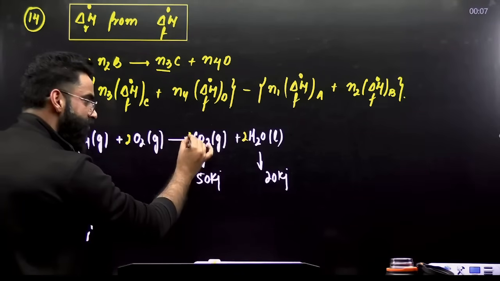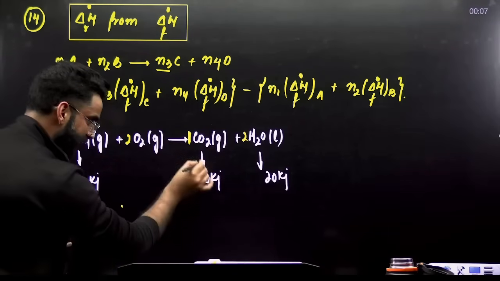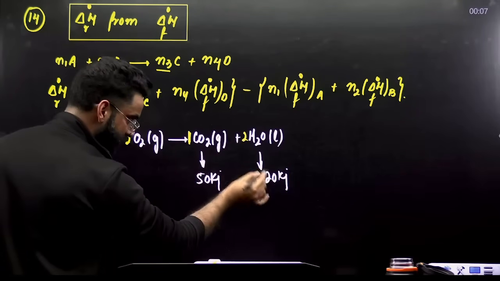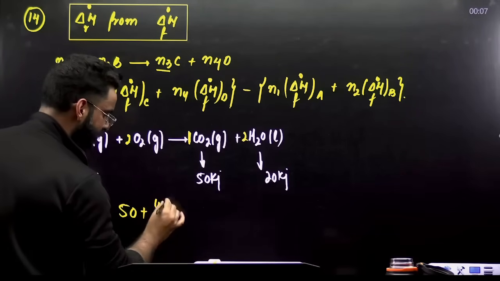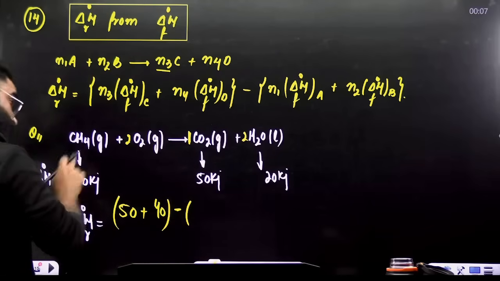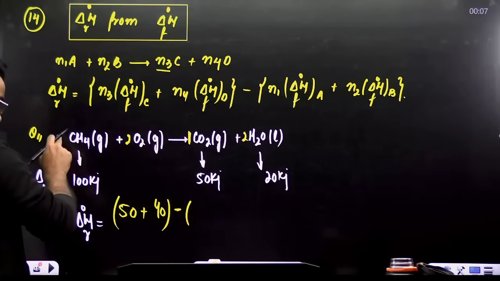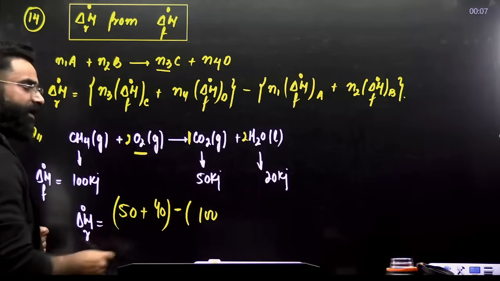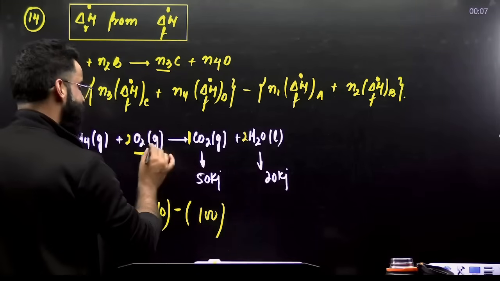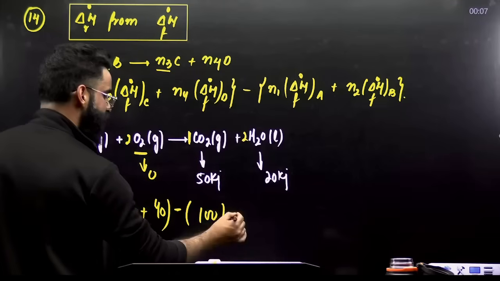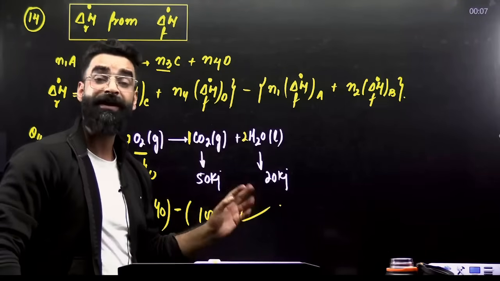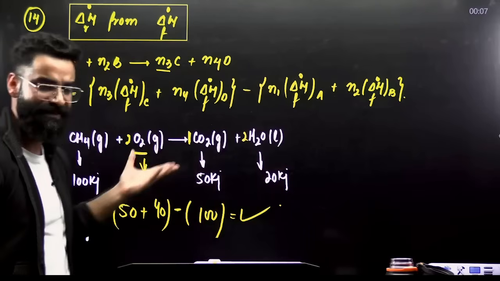So, start from here. Stoichiometric coefficient is 1 multiplied by enthalpy of formation of carbon dioxide, that's 50, plus stoichiometric coefficient 2 times enthalpy of formation of water, 2 into 20, that is 40, minus enthalpy of formation of reactants, CH4, its stoichiometric coefficient is 1 multiplied by its enthalpy of formation. Now, this oxygen is in standard state, and whenever an element is in standard state, its enthalpy of formation is taken as 0, right? Solve this and get the result. That's it. So remember, enthalpy of reaction is equal to enthalpy of formation of products minus enthalpy of formation of reactants.